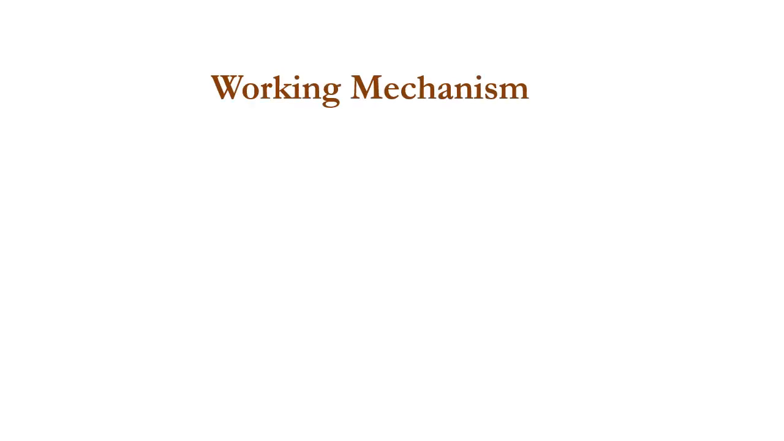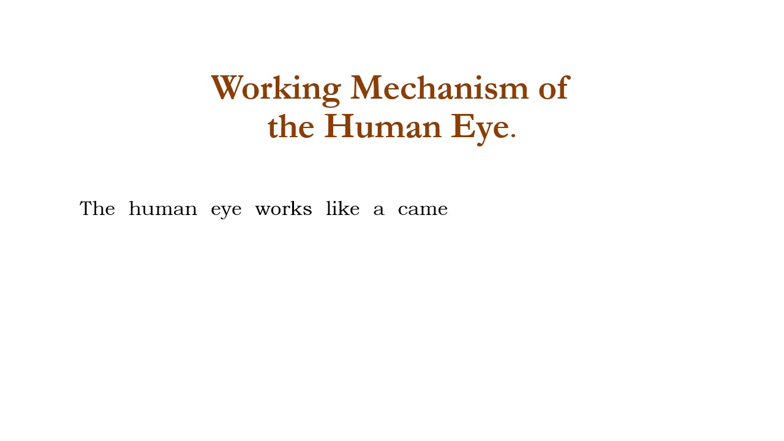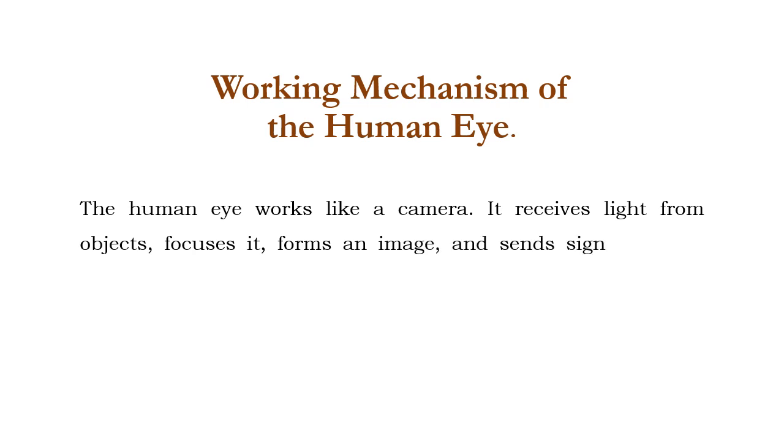Working mechanism of the human eye. The human eye works like a camera. It receives light from an object, focuses it, forms an image and sends a signal to the brain for interpretation.